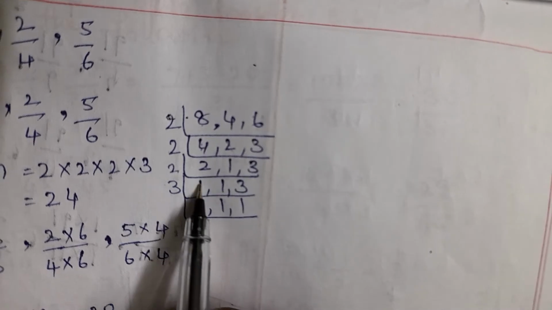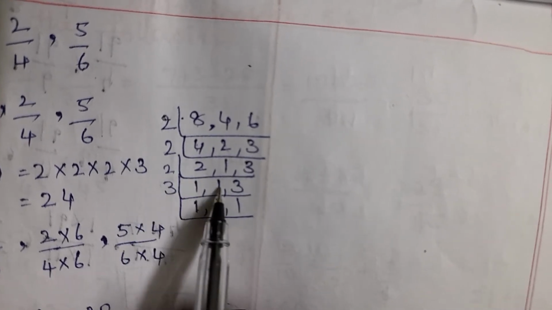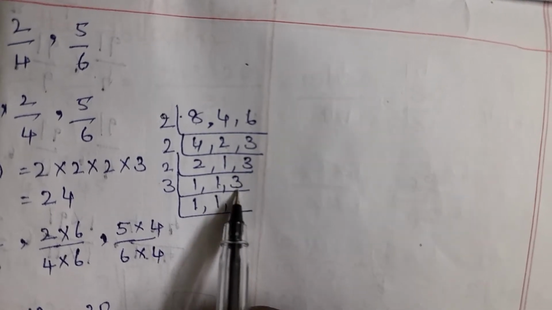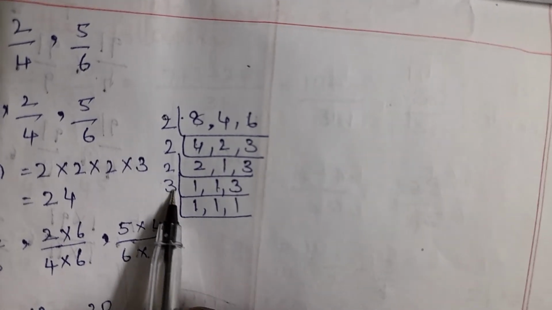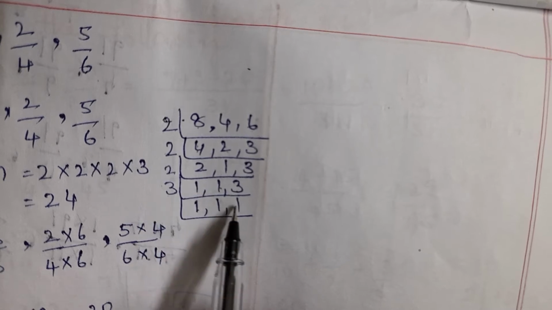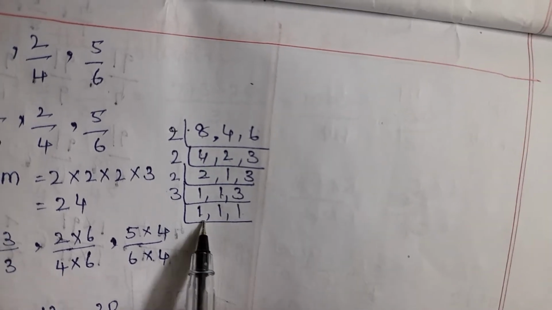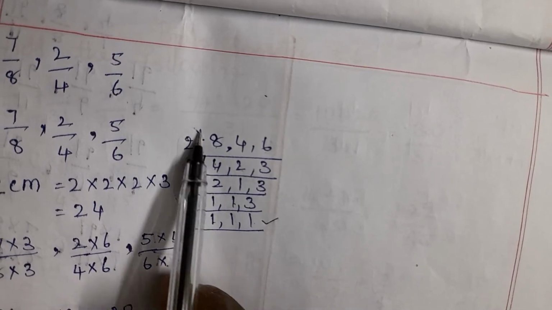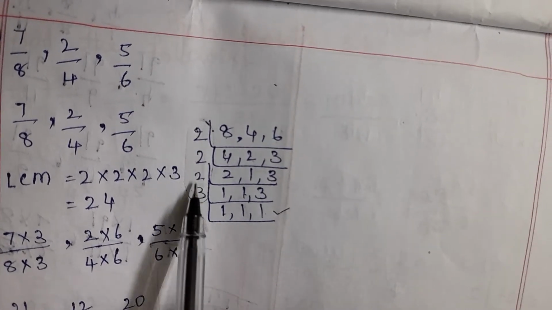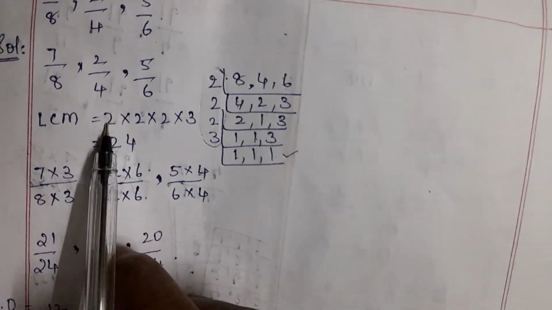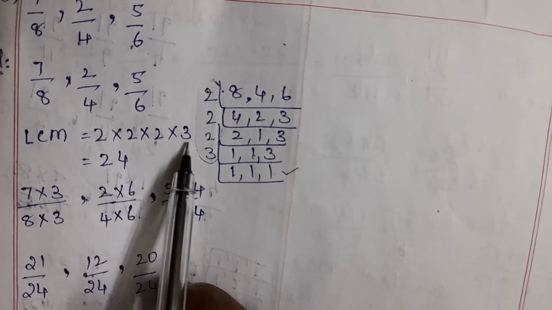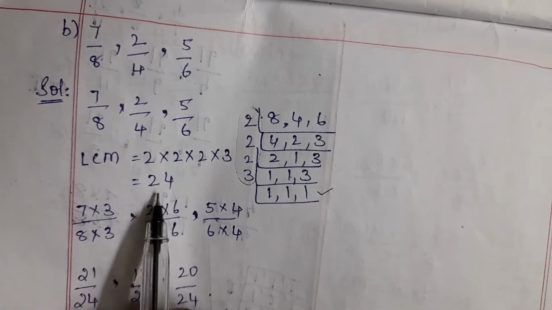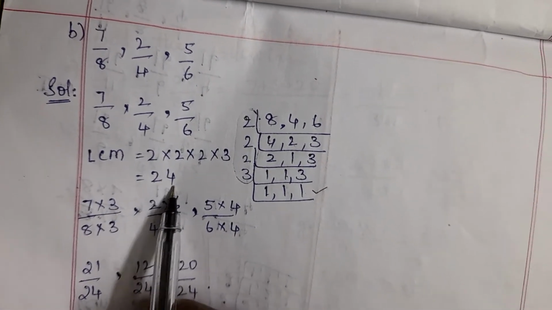Now 2 1s are 2, and this is already 1. 3 we will not disturb, we will write it the same. Now 3, 3 ones are 3. All are ones now. So this is our LCM: 2 into 2 into 2 into 3. So 2 2s are 4, 4 2s are 8, 8 3s are 24. Now we should make all the denominators 24.